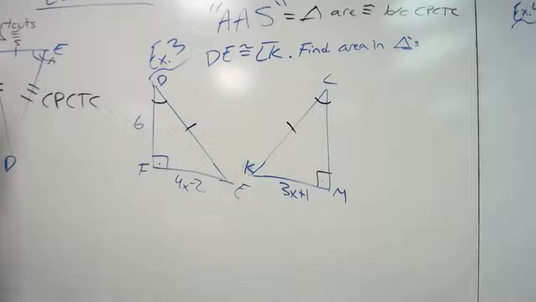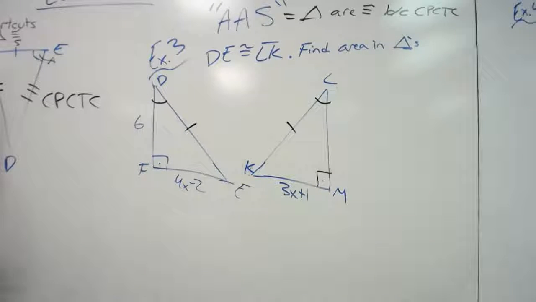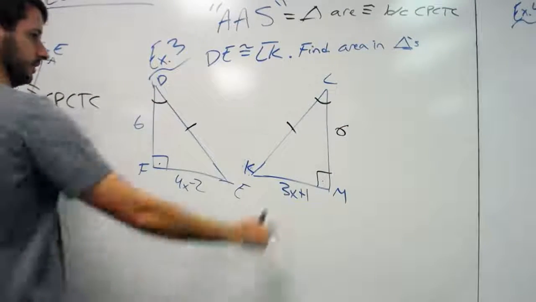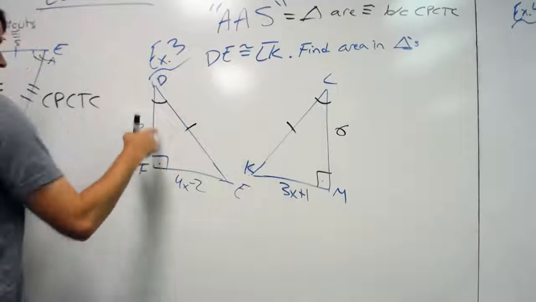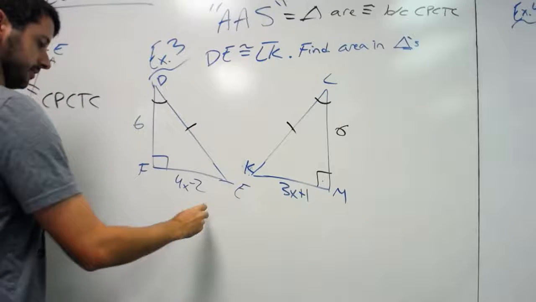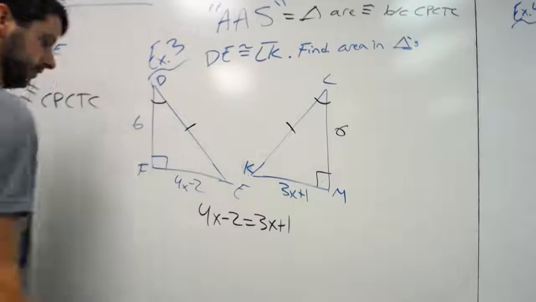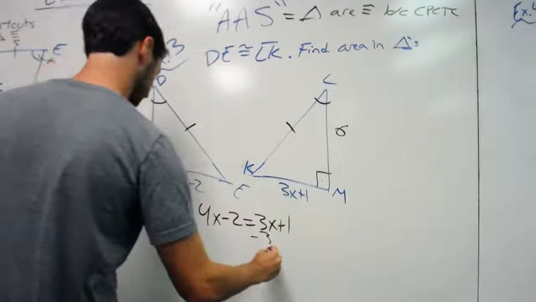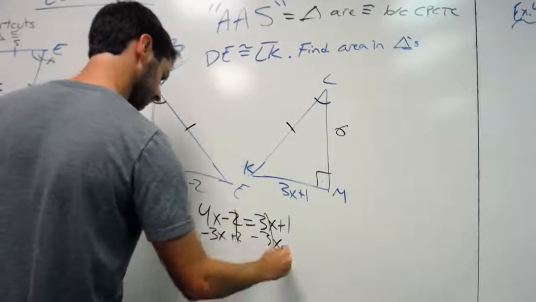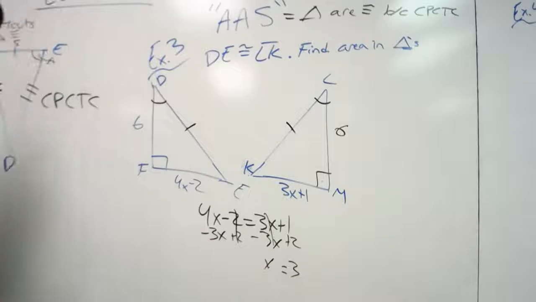Since the triangles are congruent, we know that the sides that correspond are the same. So I can call this side over here 6. It's between the right angle and the angle tick mark. And then FE and KM are also the same. So I can say 4x minus 2 equals 3x plus 1. And then I solve. Subtract 3x and add 2. So 3 equals x. Therefore, x equals 3.